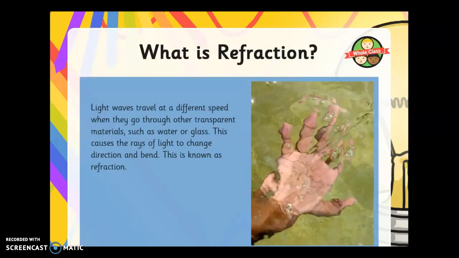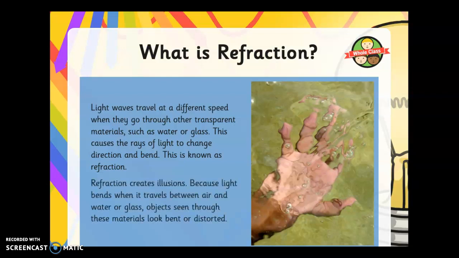Okay, what is refraction? Light waves travel at a different speed when they go through other transparent mediums such as water or glass. This causes the ray of light to change direction and bend. This is known as refraction. Refraction creates illusion. Because light bends when it travels between air and water or glass, objects seen through these materials look bent or distorted.